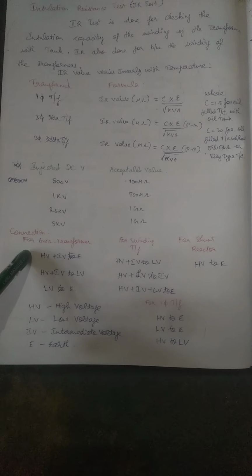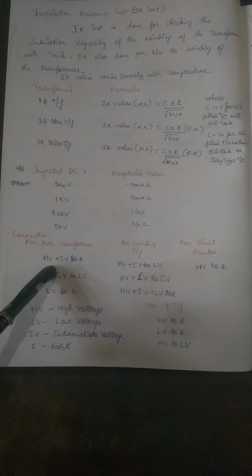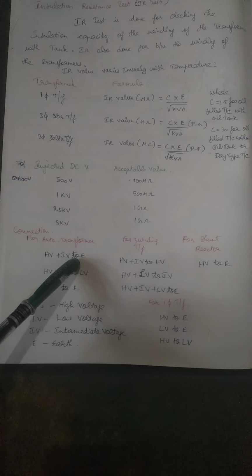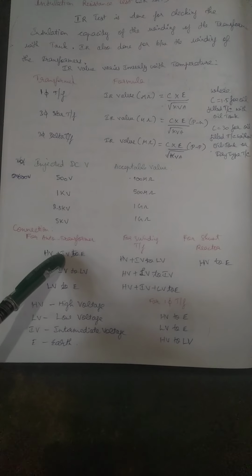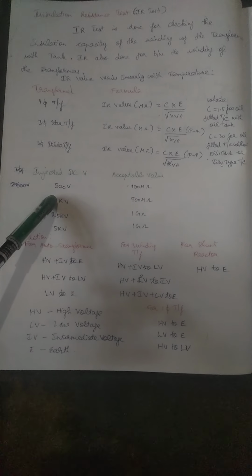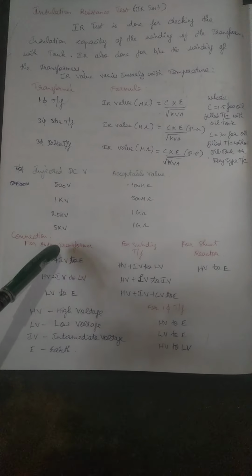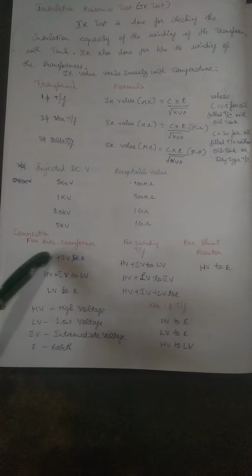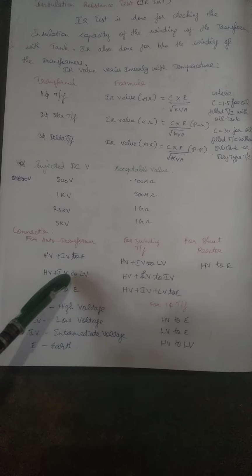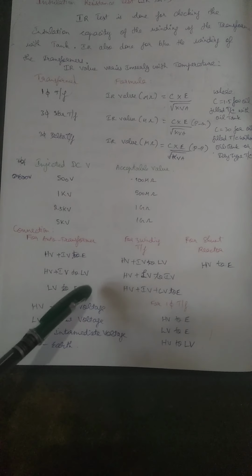Then connection types for an auto transformer: HV plus intermediate voltage to earth. This is one type of connection, which means the HV and the intermediate voltage on one lead. The measuring instrument used for DC voltage injection will connect one lead with HV plus IV, and another lead will be connected to the earth. Then HV plus IV to LV, then LV to earth.